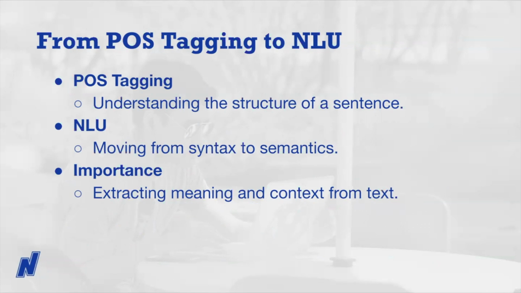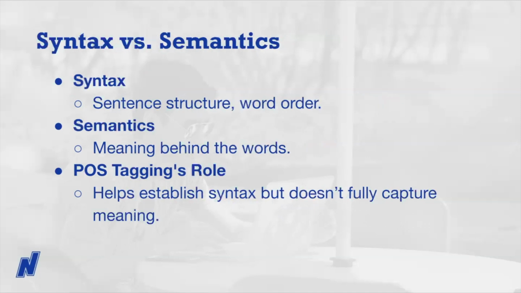To build intelligent systems, we have to move from syntax to semantics, which is understanding what the words mean and how they work together to form meaning. This is where NLU comes in. NLU is a process of analyzing and understanding both syntax and semantics. While POS tagging is the first step to break down a sentence, NLU takes us a little further by helping systems understand what is being said, why it's being said, and how to respond accordingly. It's crucial for tasks like sentiment analysis, question answering, and context-based dialogue systems.